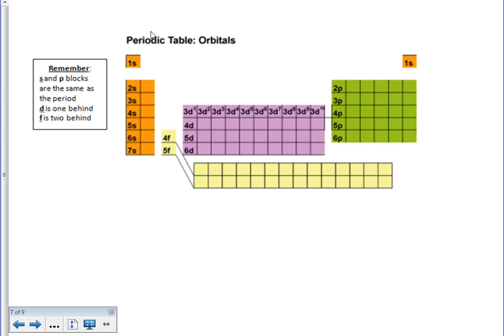When we look at the periodic table, just to remind you of the orbitals, not something that's always so heavy on the Regents exam, but something good for conceptual thought of chemistry. Remember that the S and P blocks are the same as the period. So if I have a certain period, 1s, there's principal energy level number 1, 2, 3, 4, 5, 6, and 7.